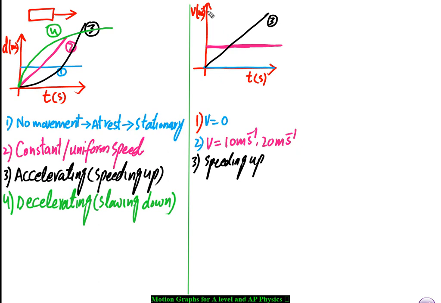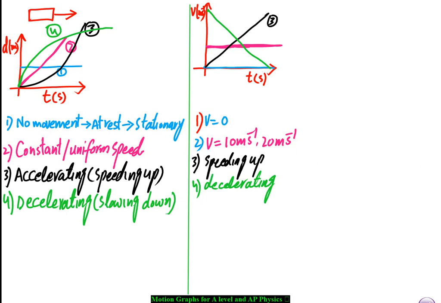Next one, decelerating means the speed of the body is decreasing. So we can just draw a line like this. It simply means the body is decelerating, meaning the speed is decreasing. So this is how we can show it here.